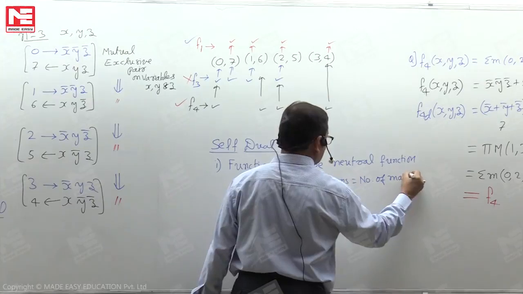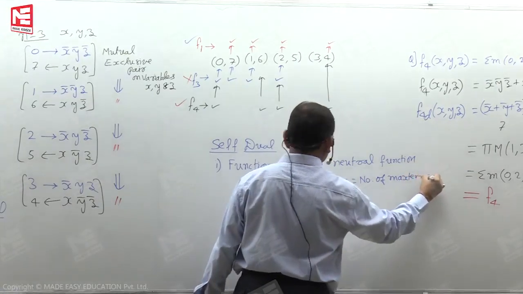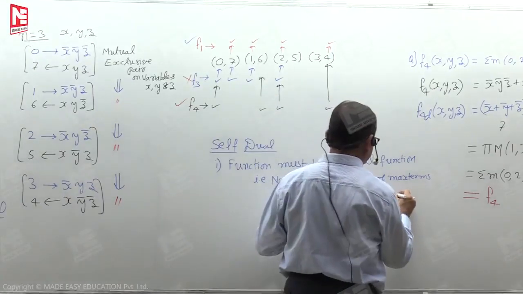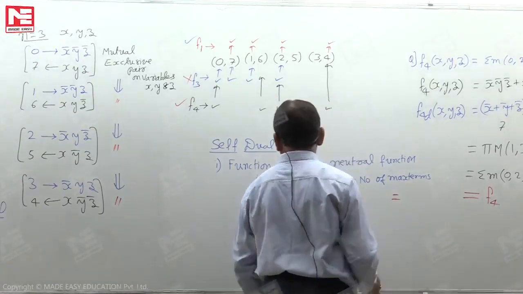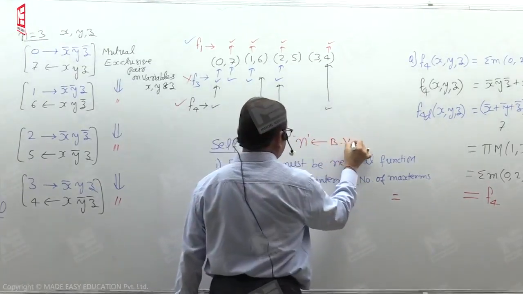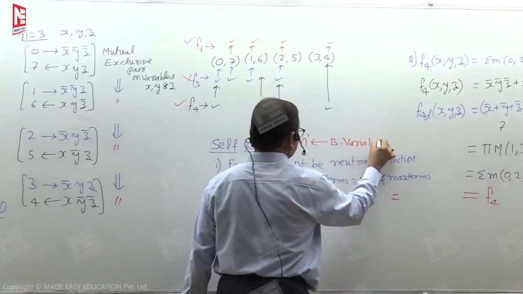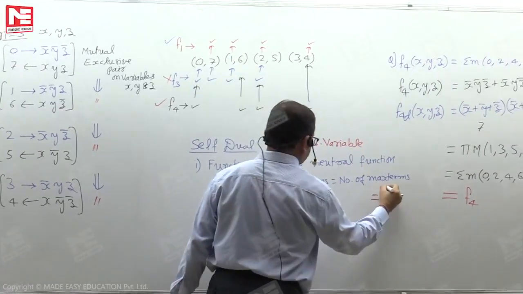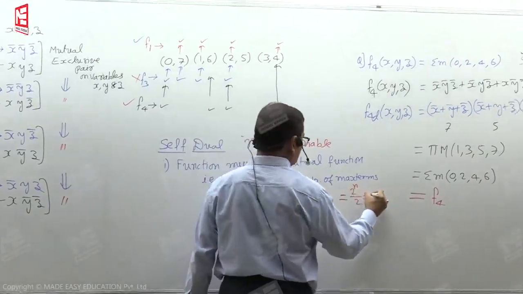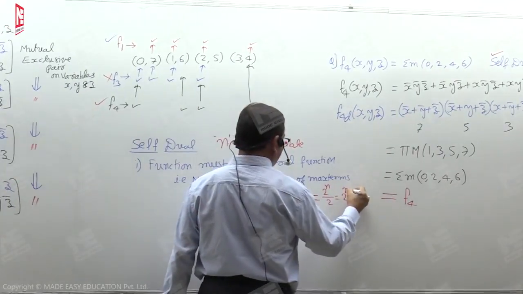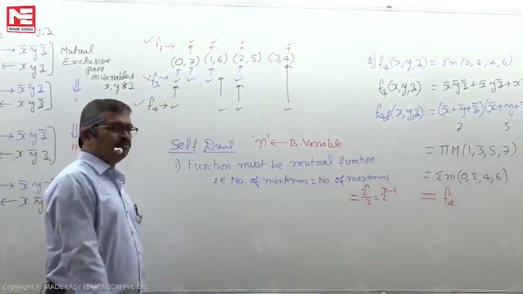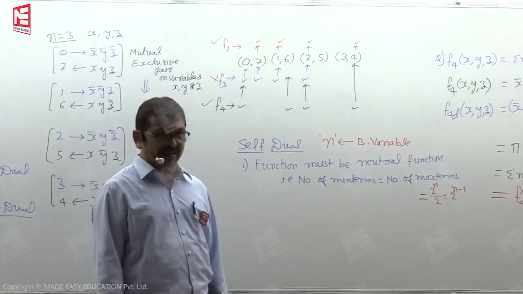The number of minterms must be equal to the number of maxterms in the function. So the conclusion is, if the function we are talking about has n Boolean variables, then it will have 2 to the power of n by 2 number of minterms, or 2 to the power of n by 2 number of maxterms. Of course, 2 to the power of n by 2 we can read as 2 to the power of n minus 1.